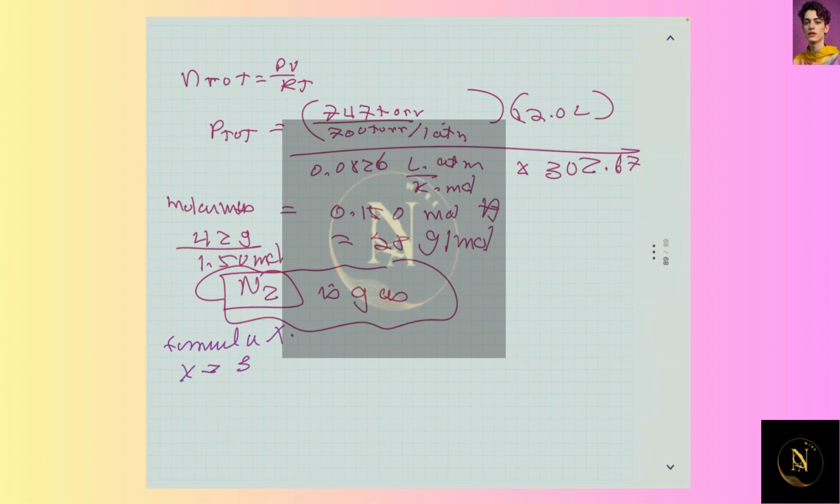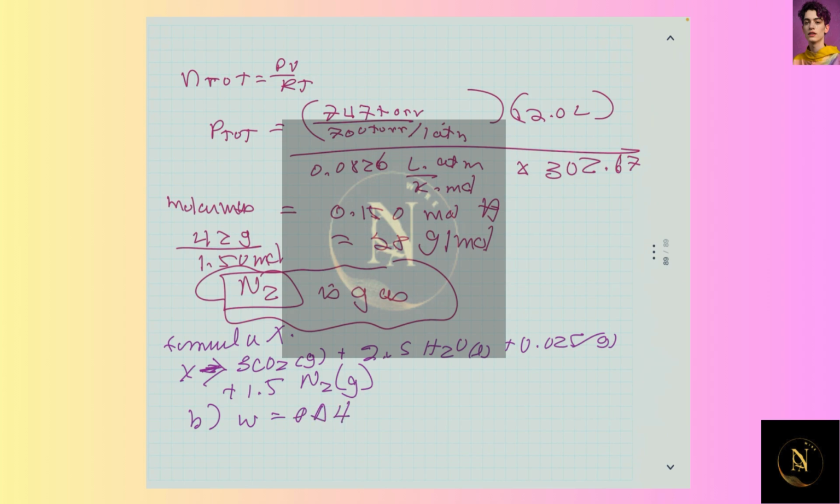We're going to have X yields 3 CO2, 2.5 H2O liquid, 0.25 O2 gas plus 1.5 N2. Okay, so then our work will equal P delta V. Let me do this. I'm not quite done.